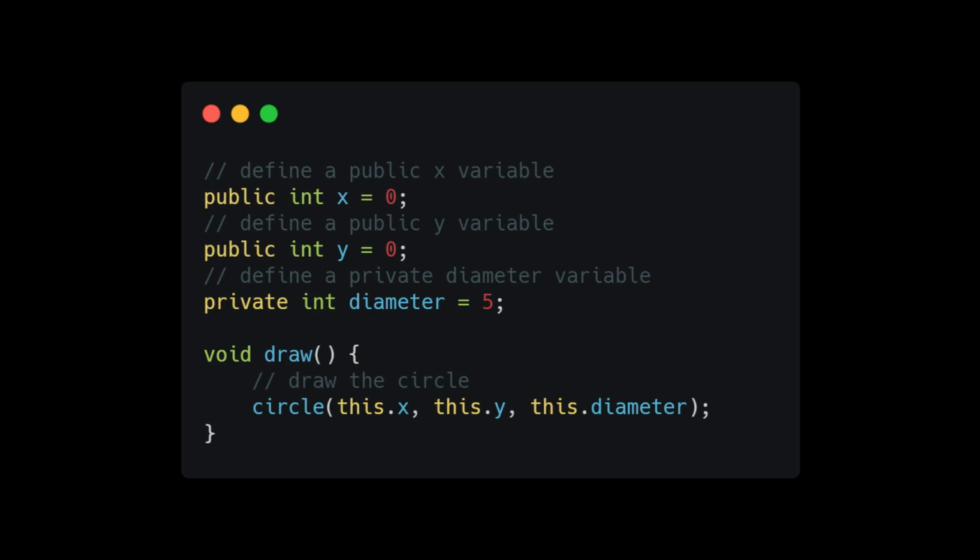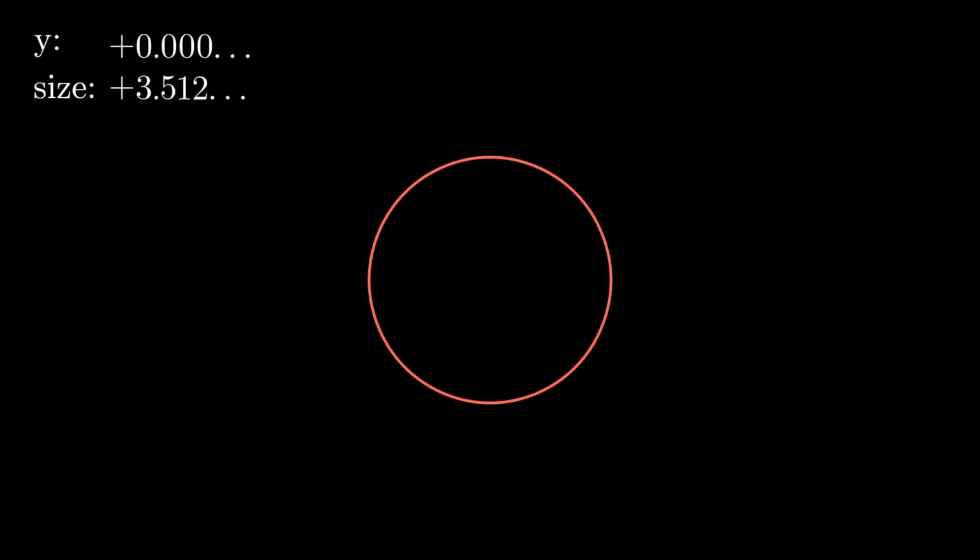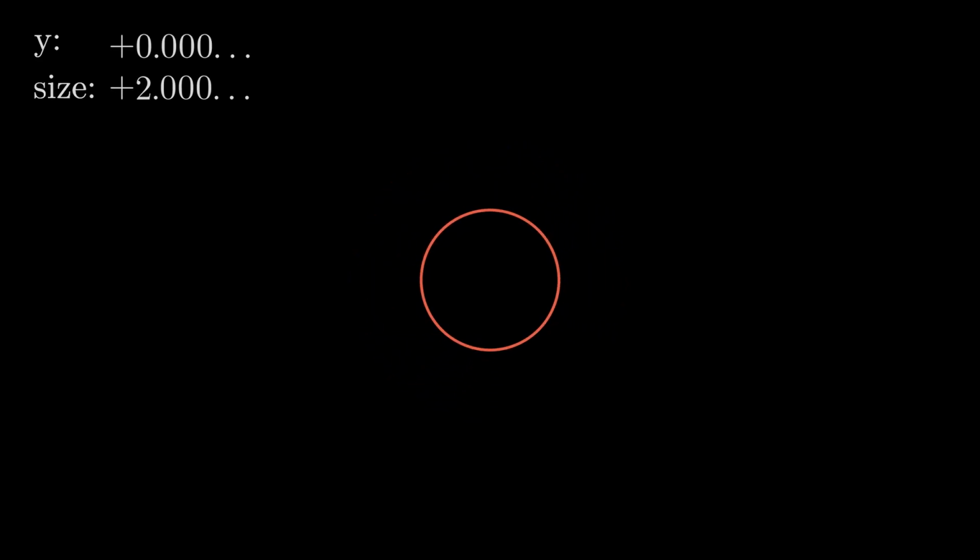I'm going to imagine a 2D world and I want to just draw a ball that can bounce up and down. There's only two things that I need to know about my ball. I want to know the Y position of the ball and I want to know the size of the ball. We can store these two things as attributes in our class.